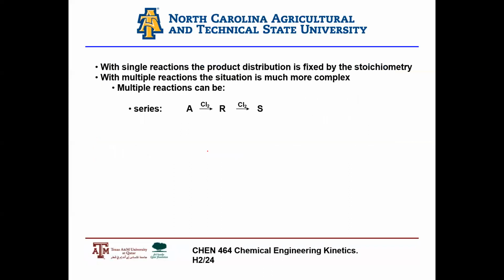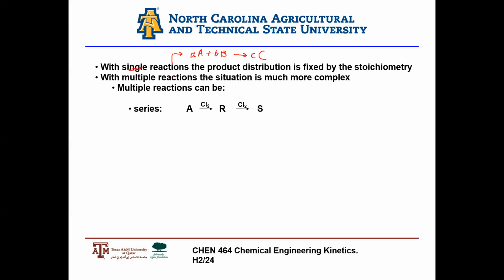Okay, moving on. Here we're going to talk about single reactions and multiple reactions. In the case of a single reaction, product distribution is fixed by stoichiometry, right? So by this, what I mean is, if I have A plus B goes to C, for every A moles of A and B moles of B, I'm going to get C moles of C. My product distribution is always controlled by my stoichiometry in the case of single reactions.